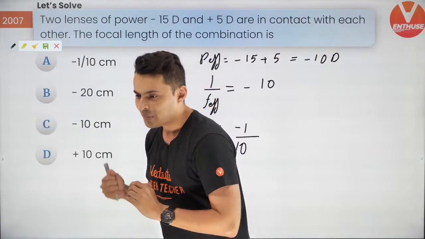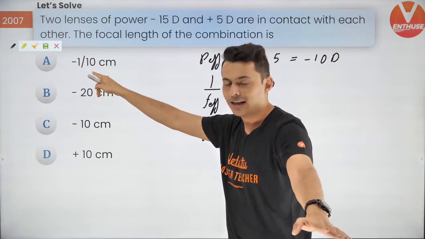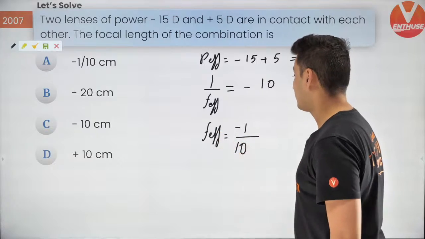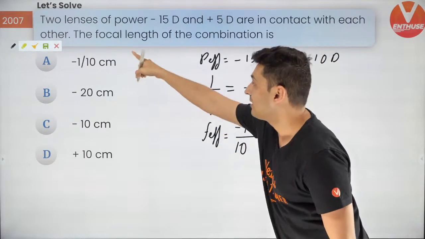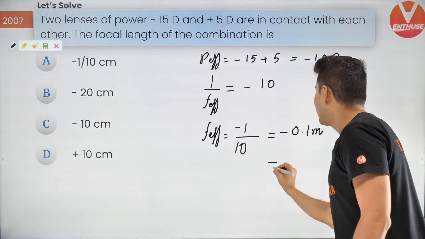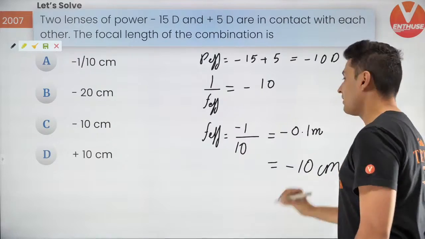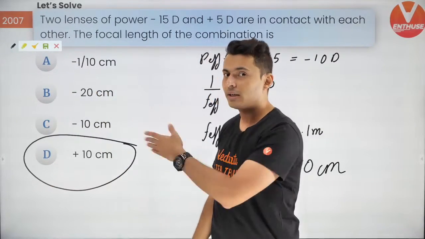I'm there for you. Yes, so now a lot of you are going to mark this, but that is not the correct answer. Be careful. This is in meters. So this is minus 0.1 meters, but the answers are in centimeters. So minus 0.1 meter is nothing but minus 10 centimeters. Hence the correct option is D, and that's why this came in JEE. And many people got it wrong.